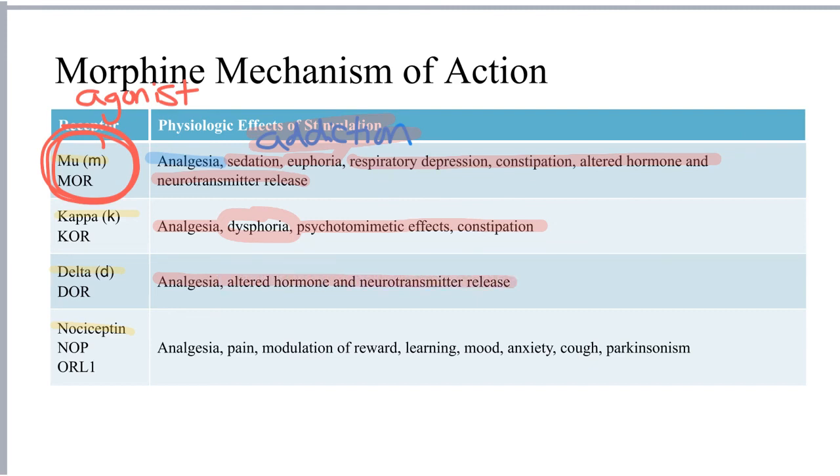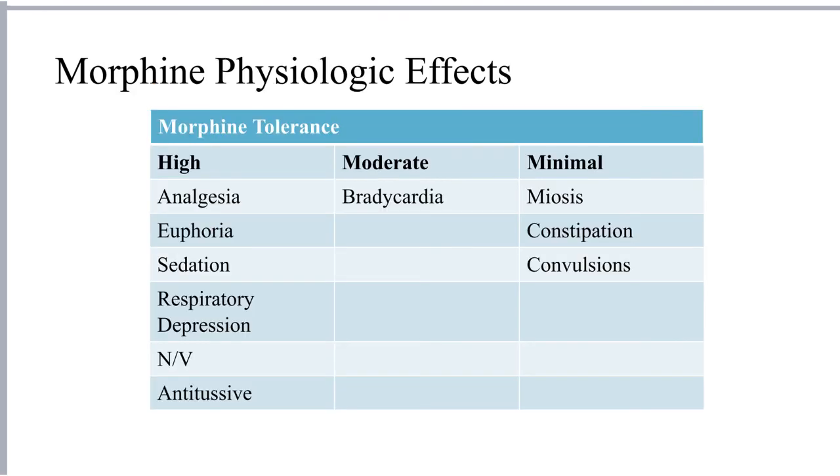Not as much is known about the nociceptin receptor. It is thought that activation of this receptor can produce analgesia as well, but it also has roles in many other central nervous system processes, as shown here.